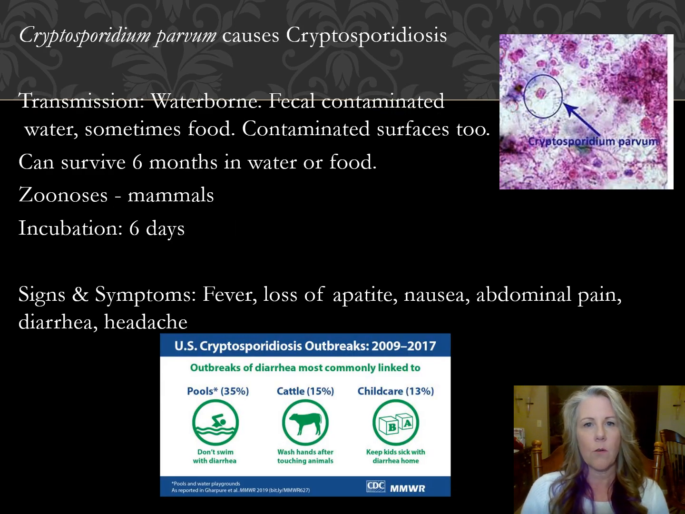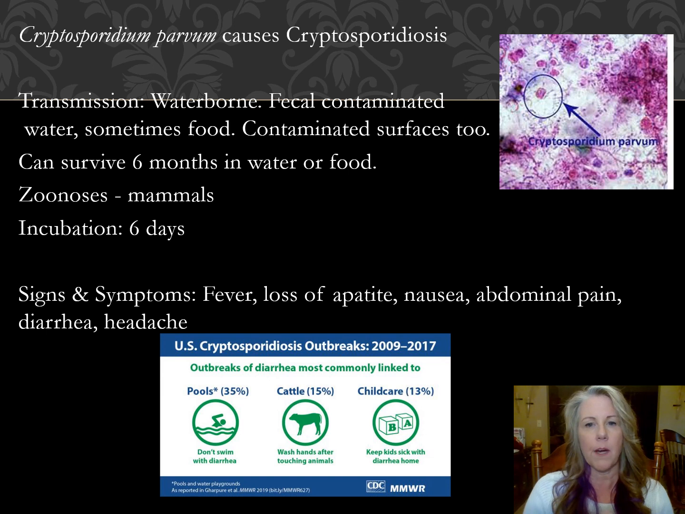All right, the next organism we're going to learn about is Cryptosporidium parvum, which causes cryptosporidiosis. Transmission of Cryptosporidium parvum is waterborne, and it's basically because of fecally contaminated water and sometimes fecally contaminated food. This can be contaminated surfaces as well. Another interesting tidbit about this particular organism: it can survive 6 months in the water or the food.